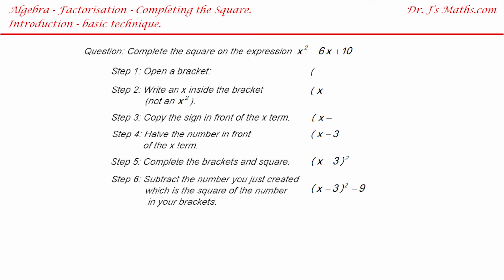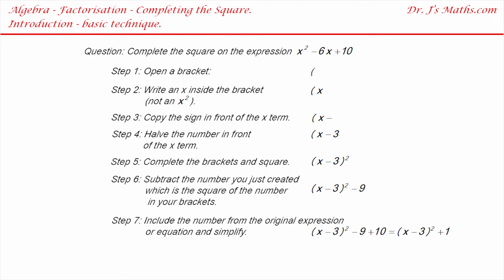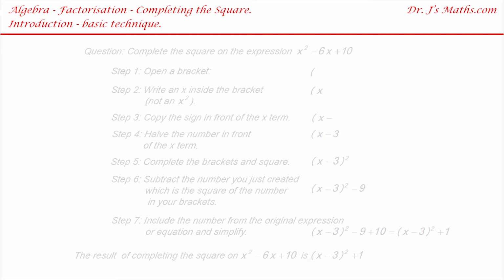In step 6 we subtract the number we just created. Now we had a minus 3 and we squared it, so that gave us a plus 9, so we're going to take off 9 in step 6. It doesn't matter whether it's a plus or a minus in our square, we're always going to take off a positive. And the last step is to add the number in the original expression. Now the original expression said plus 10, so we're going to have x minus 3 all squared minus 9 plus 10, which allows us to say it's x minus 3 all squared plus 1. So that's the result of completing the square on that original expression.